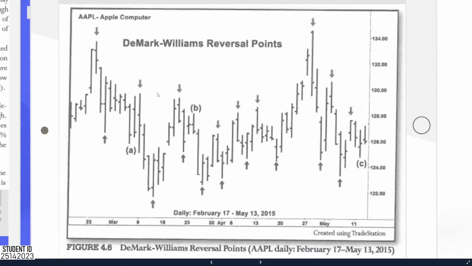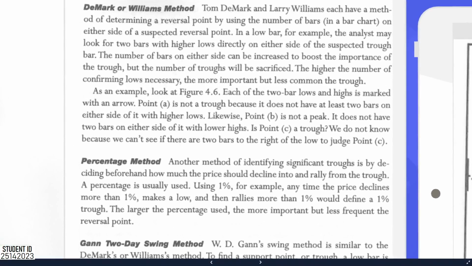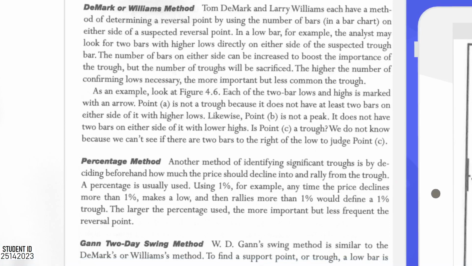So there is another method which is called the percentage method. Another method of identifying a significant trough is by deciding beforehand how much the price should decline before the rally from the trough. A percentage is usually used. Using 1%, for example, anytime the price declines more than 1%, makes a low and then rallies more than 1% would define a 1% trough. The larger the percentage used, the more important but less frequent the reversal point.